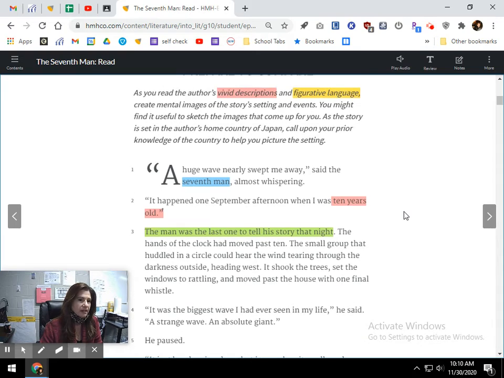Now we're just going to read down to the first section. Read the first section down to the first question, and you don't have to do the annotating now. We'll do it after we finish that section.